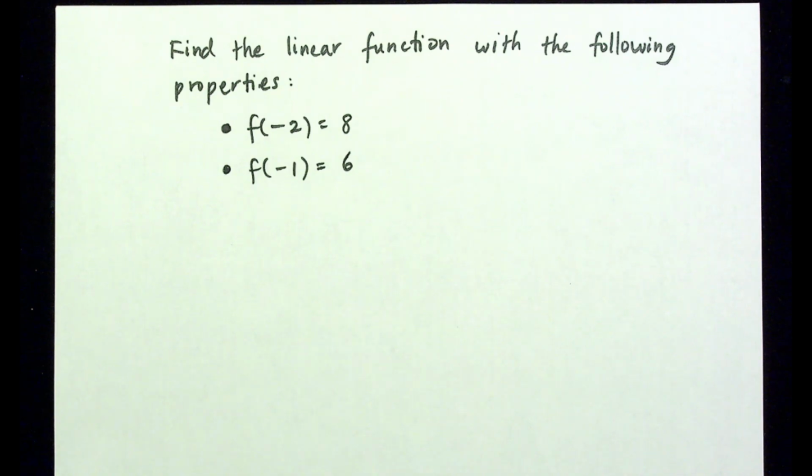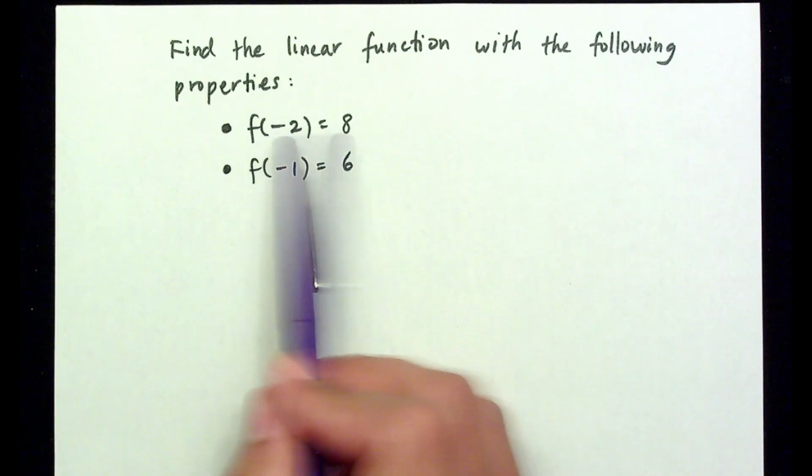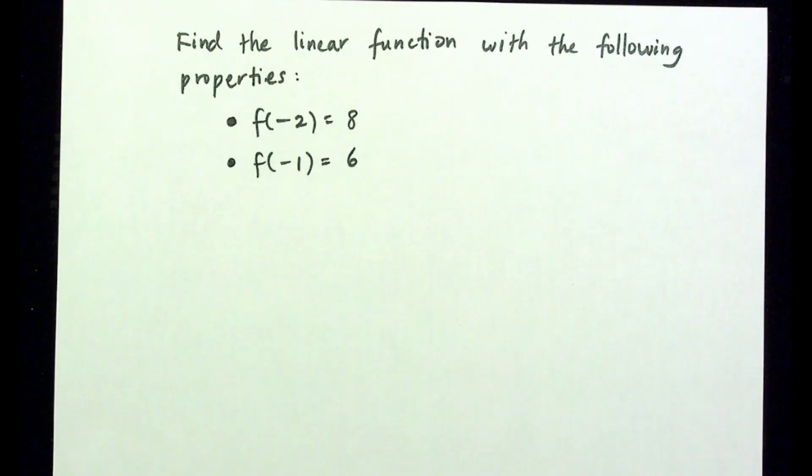Find the linear function with the following properties. f of -2 equals 8 and f of -1 equals 6. Finding the linear function that satisfies these two properties is equivalent to finding the equation of the line that passes through the two points encoded in this piece of information.